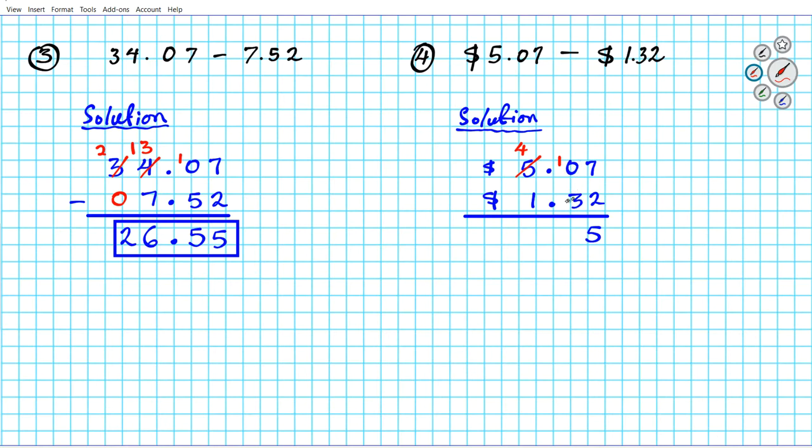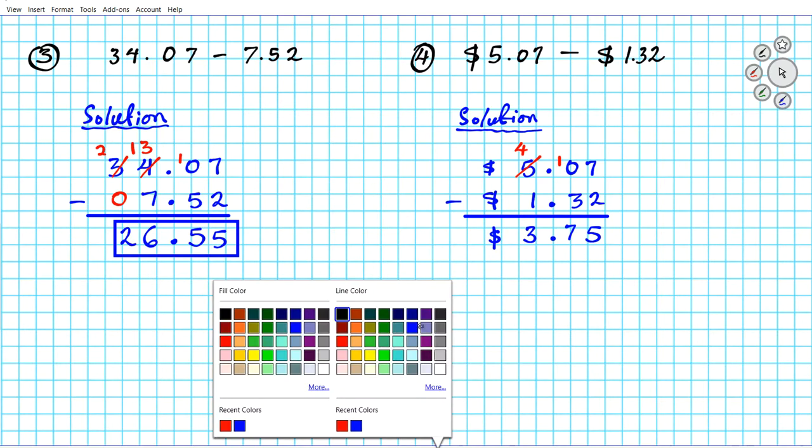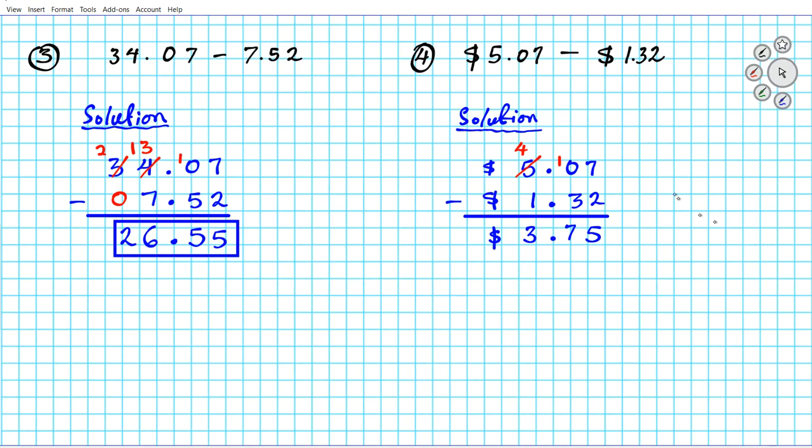All right, so what is 10? Oh, what's the operation? Sorry, put the operation there. Subtraction is the operation. 10 minus 3 is 7. All right, we're done with the fractional parts of our difference. Let's move on to the whole numbers. 4 minus 1 is 3. So our answer to this problem, the difference, is $3.75. So if you go shopping, you try and get some candy, you have $5.07 in your pocket, and your candy costs $1.32, your change will be $3.75.